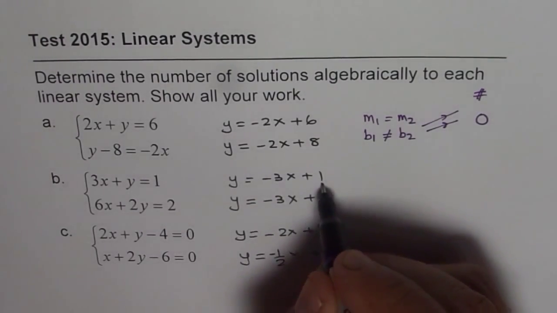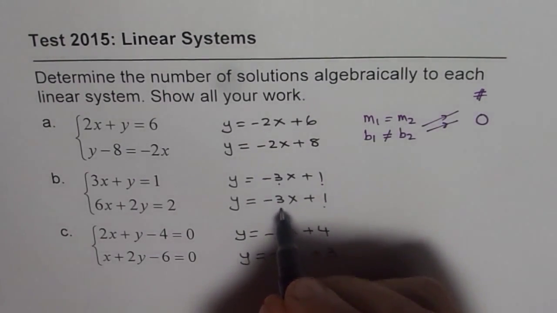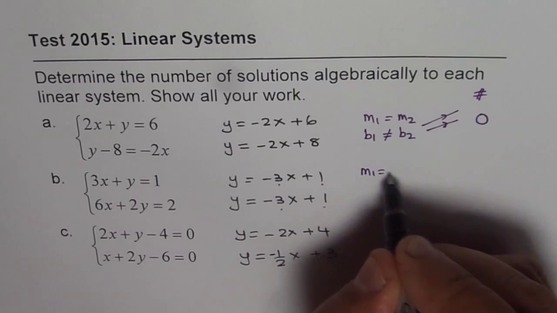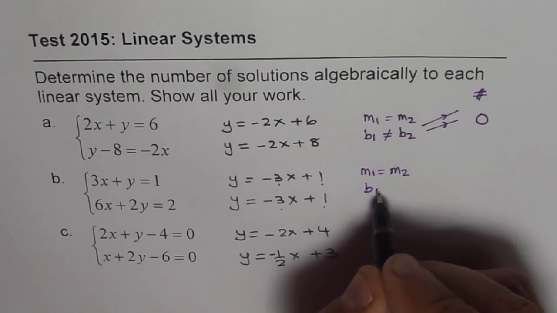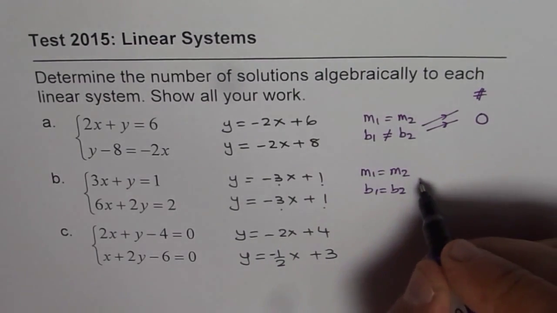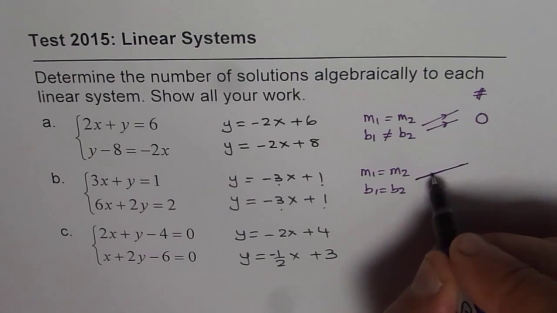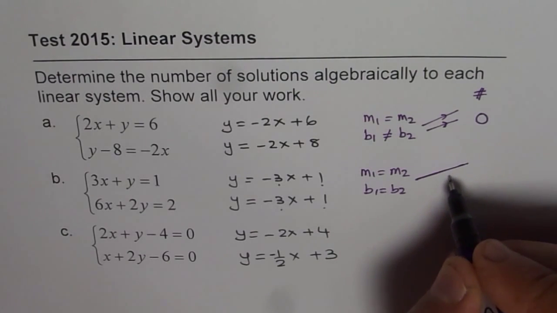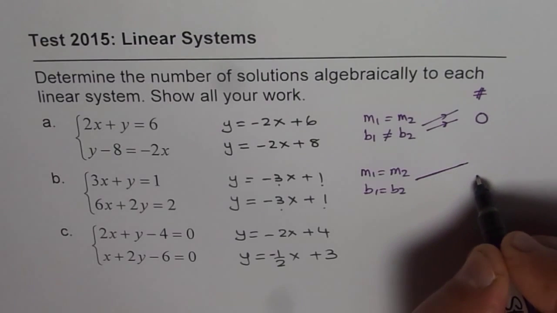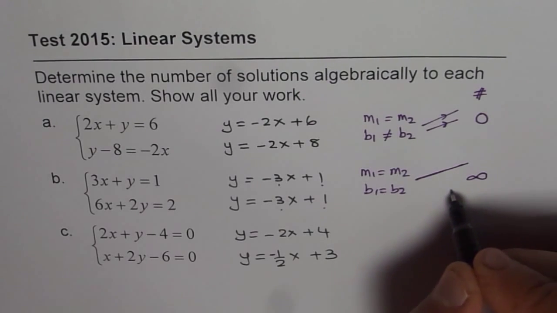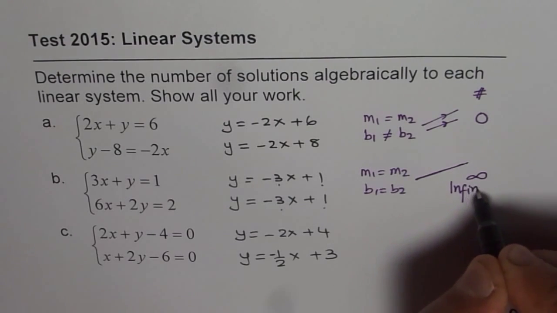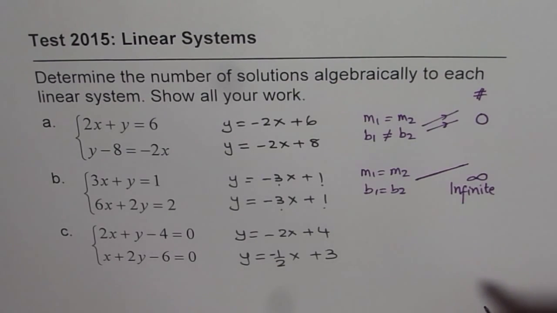In the next one, we have the same y-intercept and the same slope, right? So these are coincident lines, so they are overlapping. And therefore, the number of solutions is infinite. So that's the symbol for infinite. So we have infinite solutions for part B.